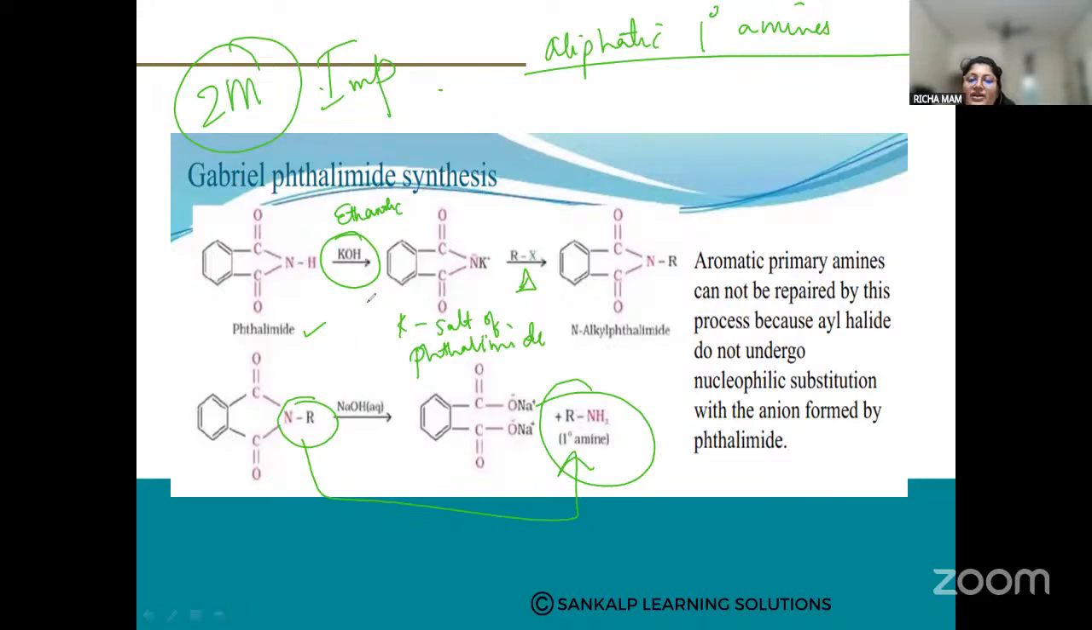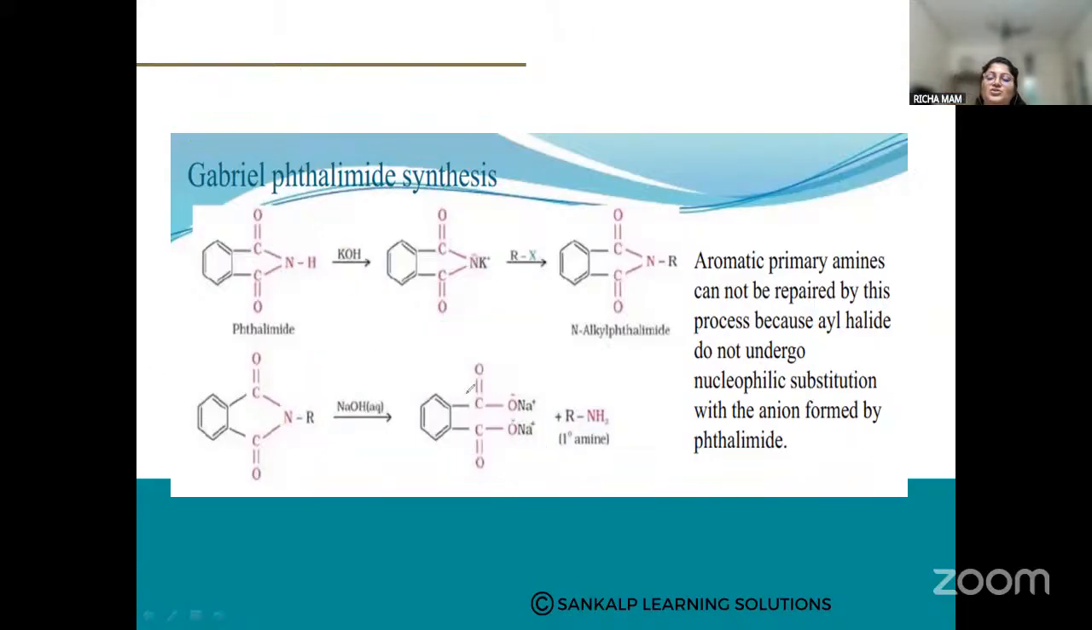So phthalimide, reacting it with alcoholic KOH gives you the potassium salt of phthalimide. This potassium salt of phthalimide further reacts with the alkyl halide and forms N-alkyl phthalimide. This N-alkyl phthalimide further reacting, we are going to get primary amine and sodium phthalate. So by Gabriel phthalimide synthesis, you cannot prepare aromatic primary amines. You can only prepare aliphatic primary amines. Is it clear?